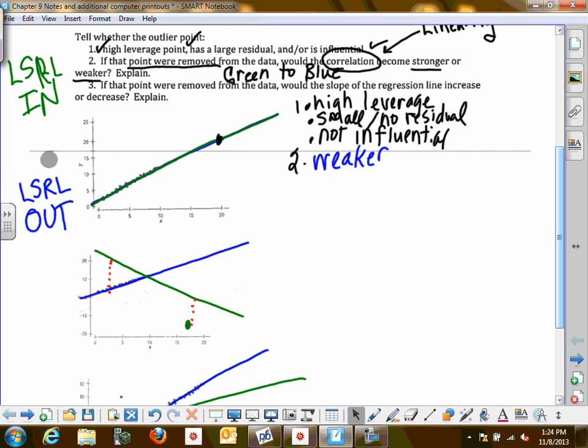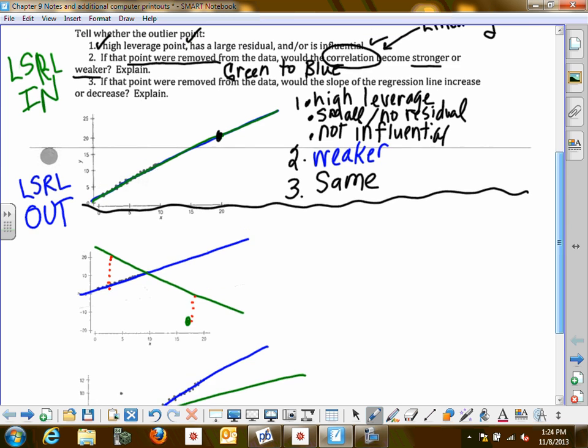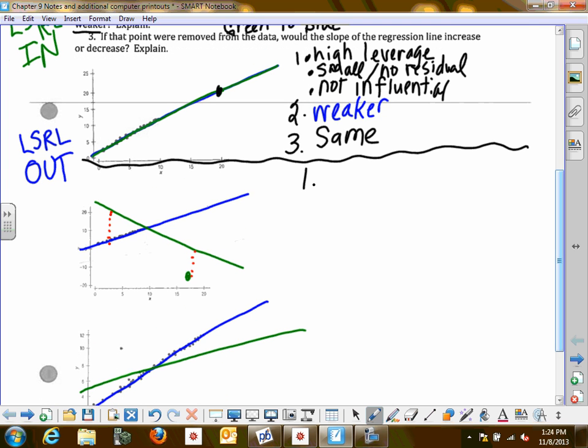If that point were removed from the data, would the slope of the regression line increase or decrease? Actually, in this case, it's going to do neither. It's pretty much going to be the same slope. All right, very good. Same questions for the second one. Here we go. First question.